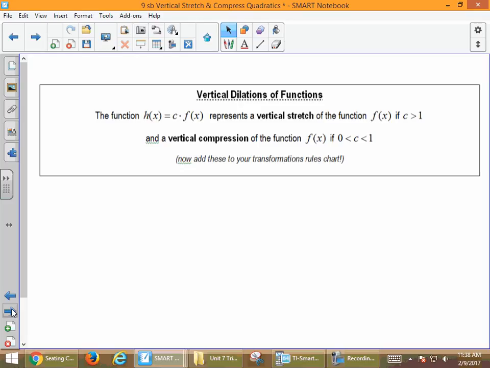And if it's negative and less than -1, it's still a vertical stretch, but we typically talk about that as a reflection as well.